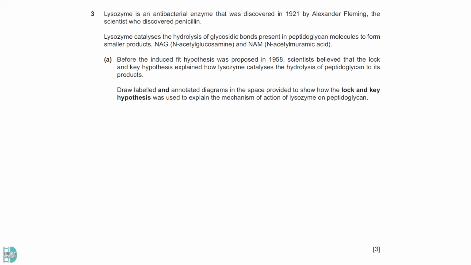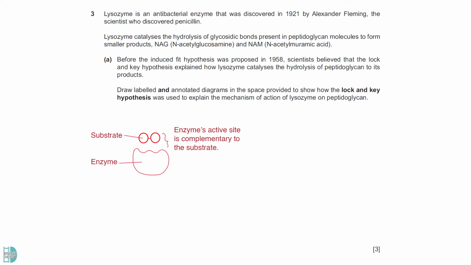Question 3 talks about lysozyme, an enzyme that catalyzes the hydrolysis of glycosidic bonds present in peptidoglycan molecules. A. Draw labeled and annotated diagrams in the space provided to show how the lock and key hypothesis works. First, draw the enzyme and the substrate. Label the active site and make an annotation about its complementary shape with the substrate. In this hypothesis, the enzyme active site is the lock, and the substrate is the key.